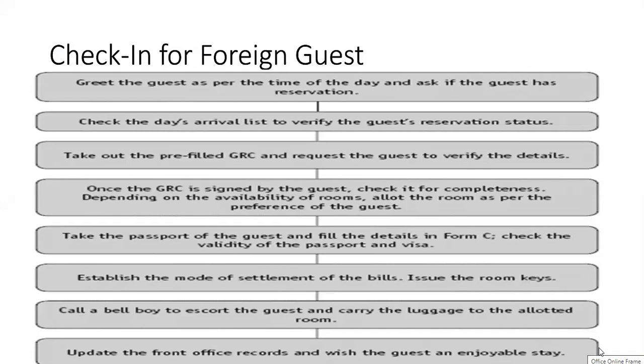When GRC is signed, we check for its completeness. Depending on the availability of rooms, we then allot the room as per the preference of the guest. We take the passport of the guest and fill the details in the Form C. Check the validity of the passport and visa, which is the most important point.